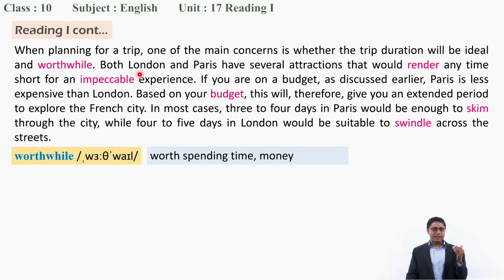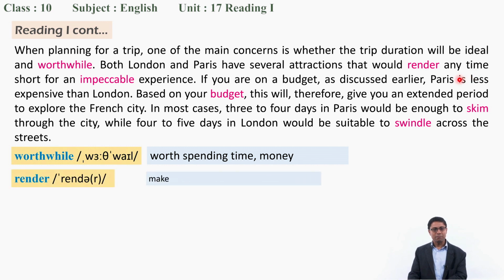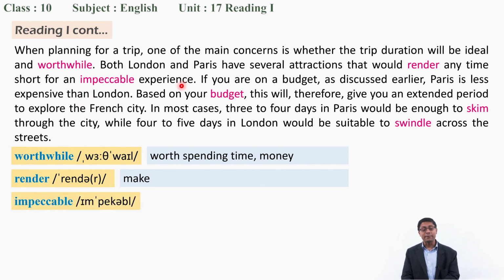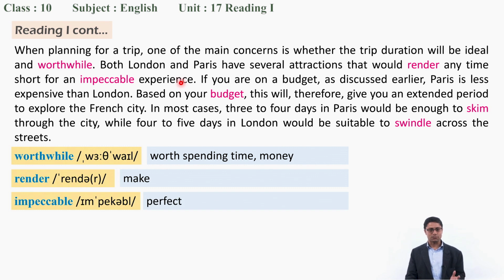So if we look at this aspect, both London and Paris have several attractions that would render, means make, any time short. Okay, so how much time you spend there, you feel it's short, for an impeccable experience. Impeccable here means perfect experience. That's good. If you are on a budget, as discussed earlier, Paris is less expensive than London. Based on your budget, this will therefore give you an extended period to explore the French city.